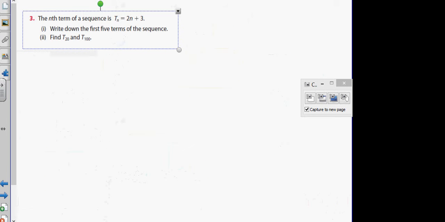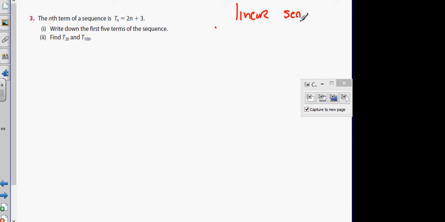Alright guys, now what we're on is linear sequences. The word linear means a straight line or the same. Now, it says the nth term of a sequence is Tn = 2n + 3. Write down the first 5 terms in the sequence.